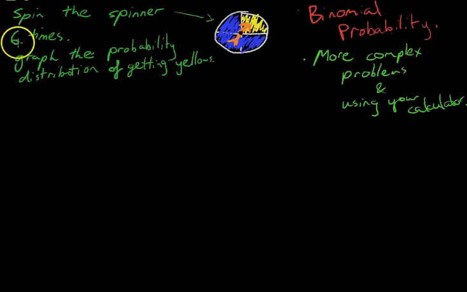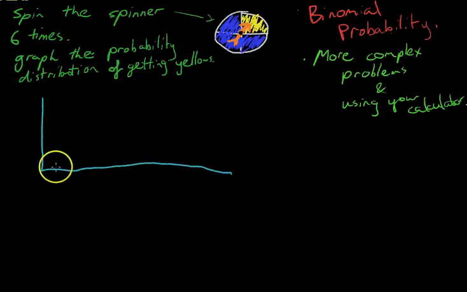Now, when we graph this probability distribution, we're going to graph it on axis like this, and it should be straight, obviously. We need to know the probability of getting 0, 1, 2, 3, 4, 5, or 6 successes. So we need to know the probability of getting all of those.